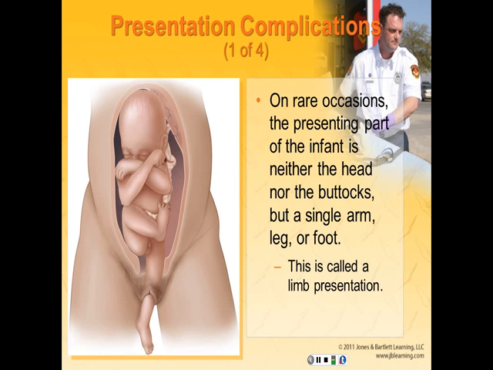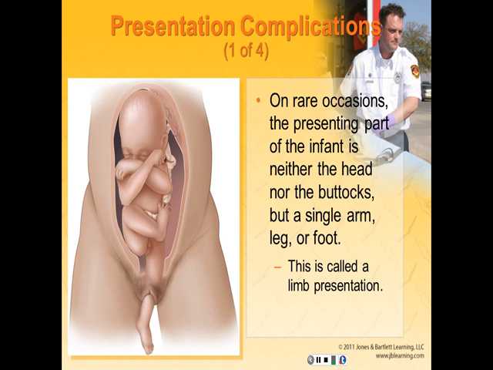On rare occasions, the presenting part of the infant is neither the head nor the butt, but a single arm, leg, or foot. This is called the limb presentation. An infant with a limb presentation cannot be successfully delivered in the field. Generally, they need a cesarean delivery, and this is required at the hospital. You must provide rapid, immediate transport.